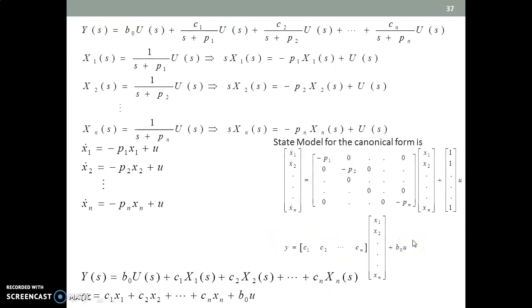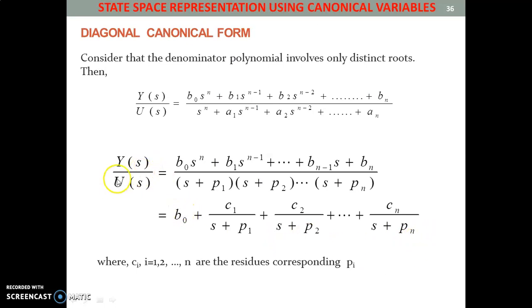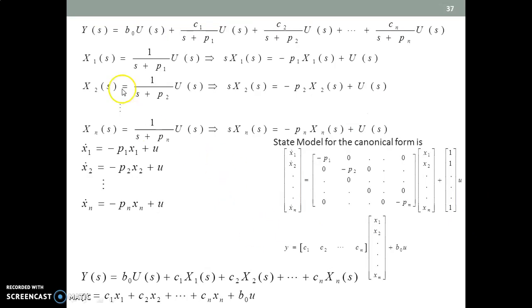Then this Y(s) by U(s) we separate into individual terms. Let us take the first one. Y(s) by U(s) equals b0, first term, second, third, fourth, and so on. Separate all the terms and easily you can calculate. First, let us take Y(s) equal to b0 into U(s). It is just a cross multiplication, so y equals that term into U(s).